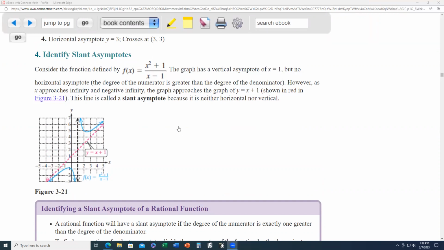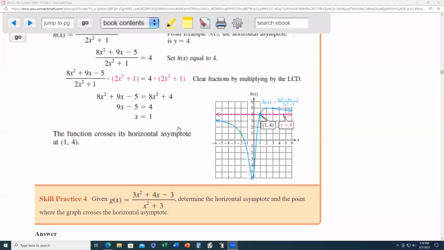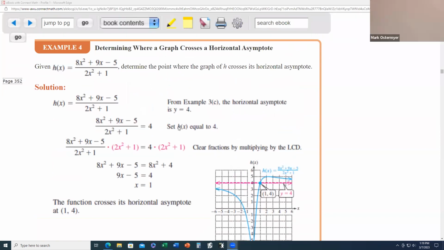Would you mind going back up to the one you just solved for just 1 second? I just want to take a picture of it. Well, this is in your textbook. It's example 4. It's all laid out there. Page 352. All right, thanks.